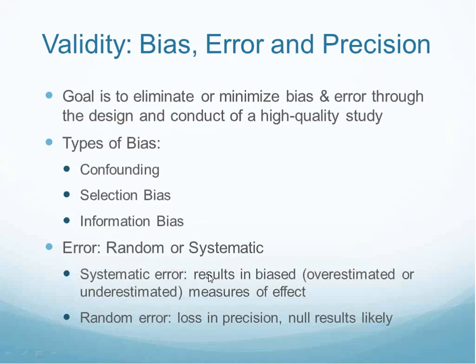Systematic error can be a showstopper because that might really inflate effect estimates, for example. Whereas random error might just hinder your ability to see a true association.